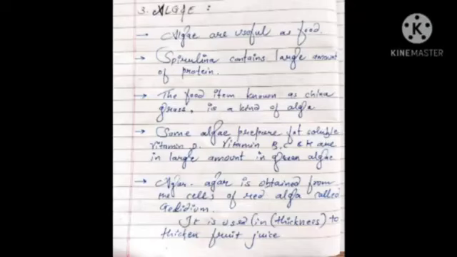Third one is algae. Algae are useful as food. Spirulina contains a large amount of protein. The food item known as China grass is a kind of algae. Some algae prepare fat soluble vitamin D. Vitamins B, C and K are in large amounts in green algae. Agar-agar is obtained from the cells of the red alga called Gelidium. It is used to thicken fruit juice.